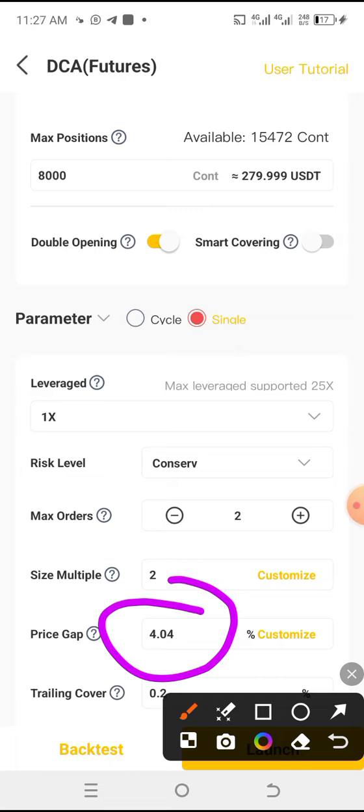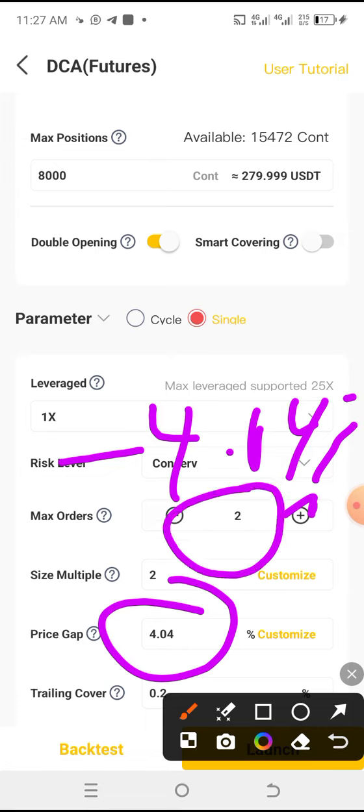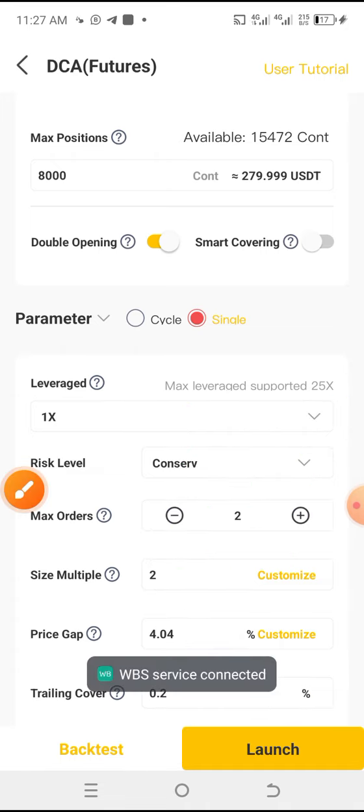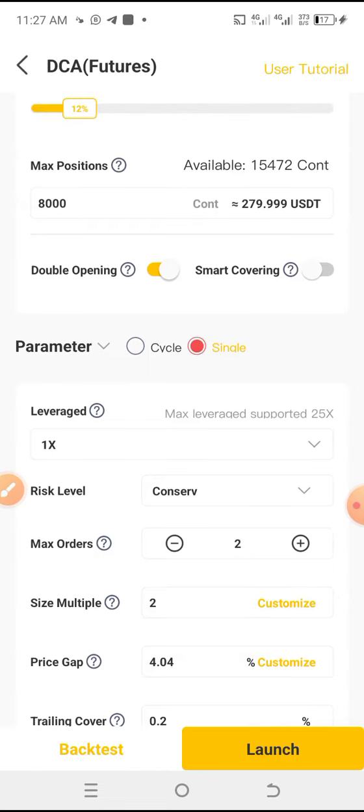What does it mean? It simply means when the coin goes against you, minus 4.04 percent, it should buy more. That means it should buy times two of what it purchased the first time. Now, what the smart covering simply means is this: when it gets to that 4.04, it will not buy it. It will wait for the coin to keep going against you till it gets to a level where there is an indicator that it's about to turn over.